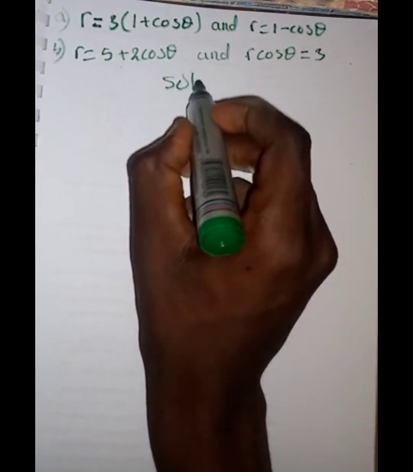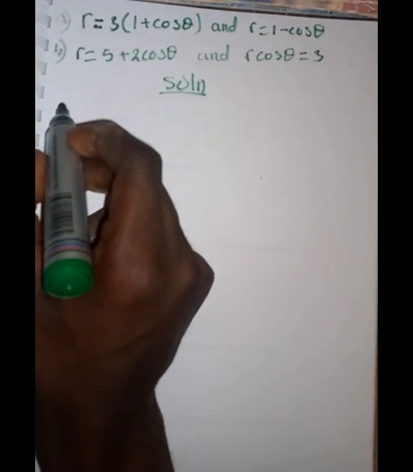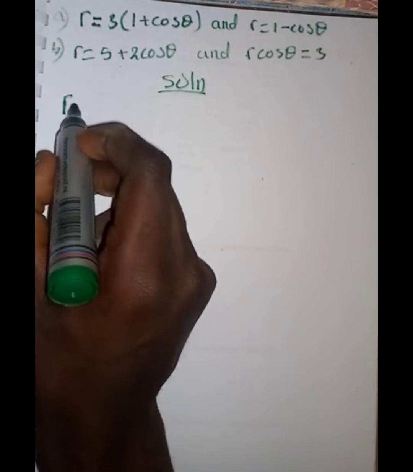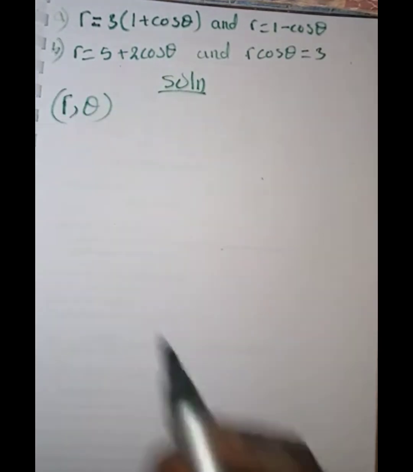So the question now wants us to find the polar coordinates of the point of intersection of these two curves. We should keep in mind that the polar coordinate is always of the form r comma theta. It is not theta comma r. If you say theta comma r, you fail. It's r comma theta.